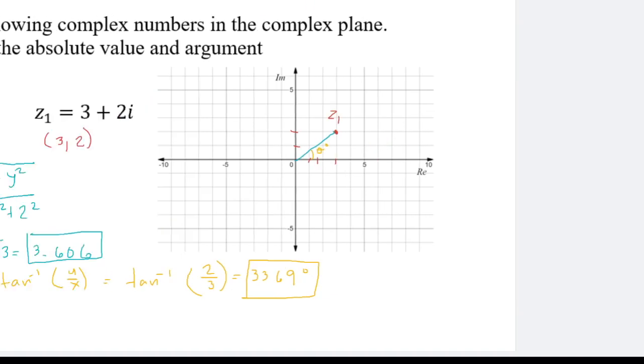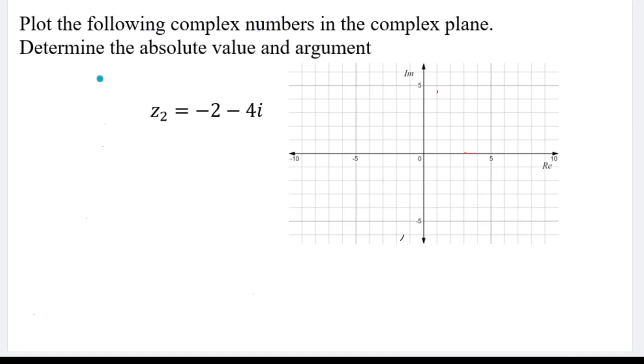Next example is negative 2 minus 4i. So negative 2 minus 4i, so we have negative 2 for the real part, 1, 2, and for the imaginary part, that's 4. So 1, 2, 3, that is negative 1, negative 2, negative 3, negative 4. So this is negative 2 and negative 4. So if we want to get the value of our absolute value, this is our absolute value r.